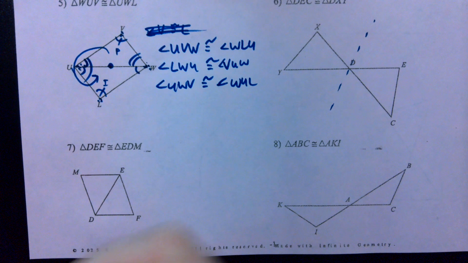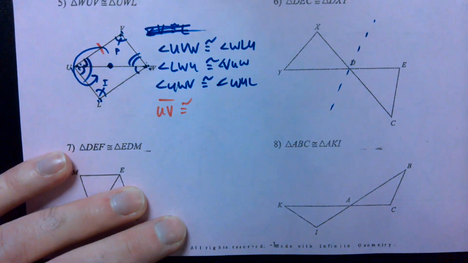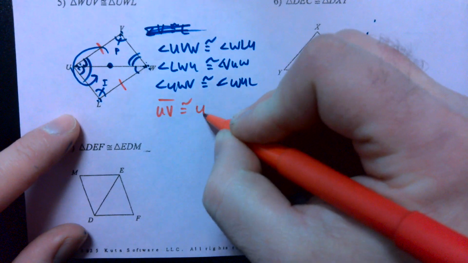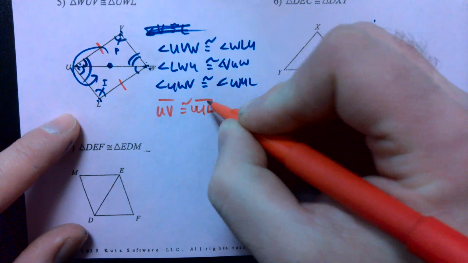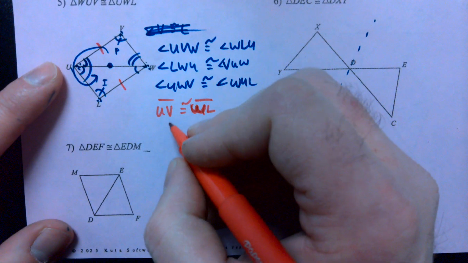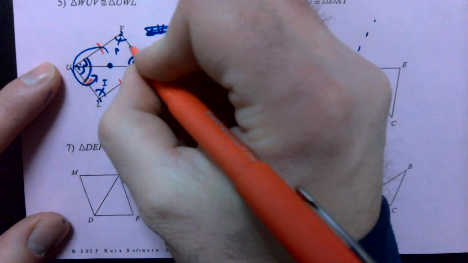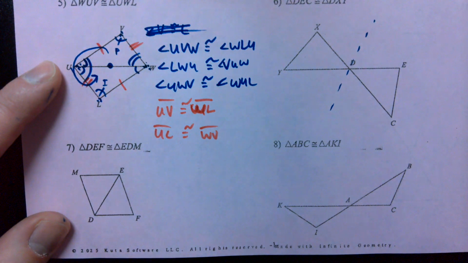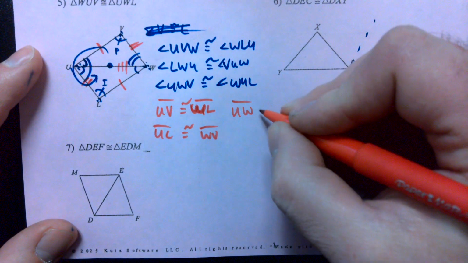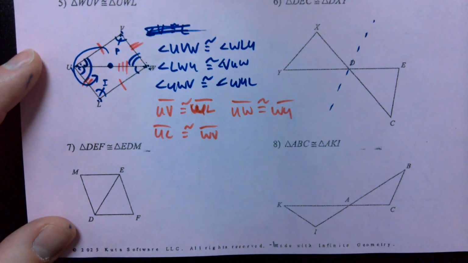What about my side lengths? UV. What is congruent to UV? You guys did it, right? WL. Good. Can I say LW here? No. What about UL? UL is congruent to what? WV. Thank you. And finally, UW is congruent to WU. Great job.